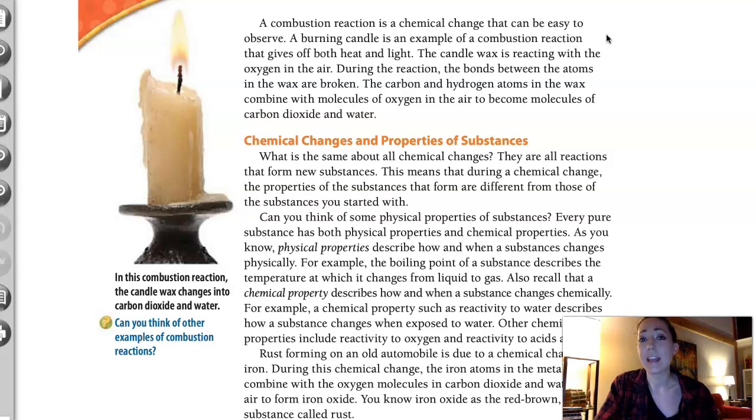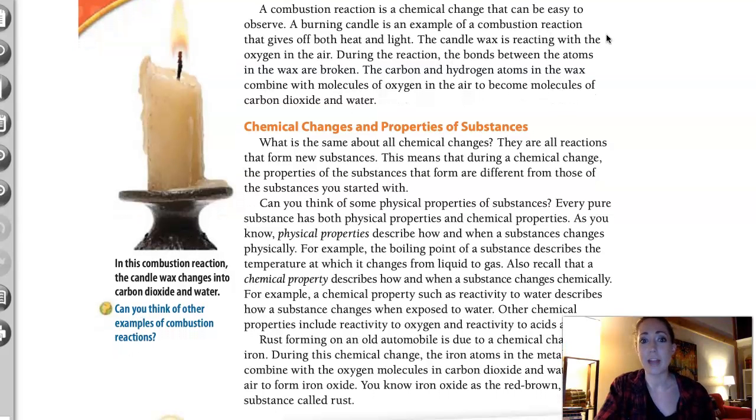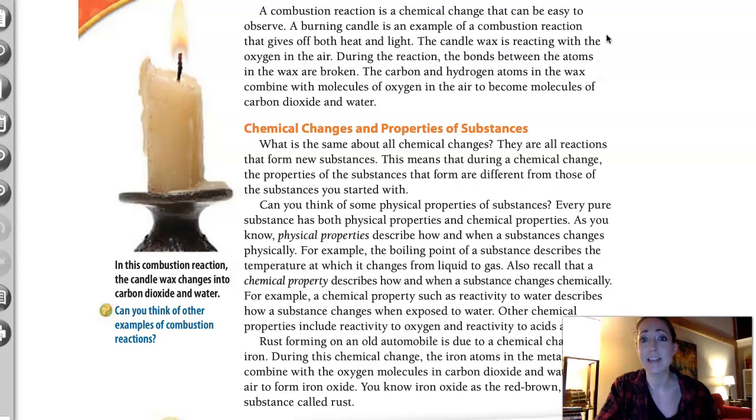A burning candle is an example of a combustion reaction that gives off both heat and light. The candle wax is reacting with the oxygen in the air. During that reaction, the bonds between the atoms in the wax are broken. The carbon and hydrogen atoms in the wax combine with molecules of oxygen in the air to become molecules of carbon dioxide and water.